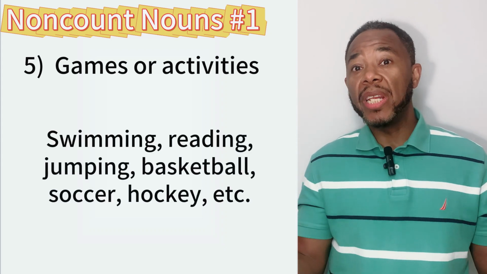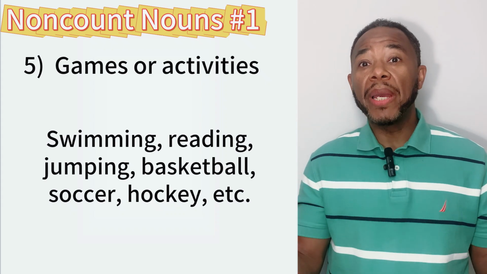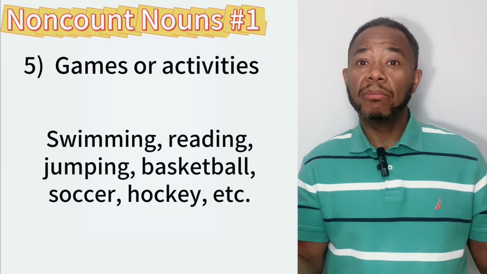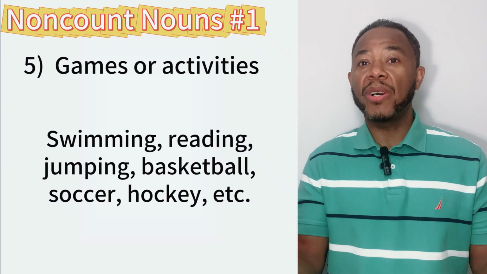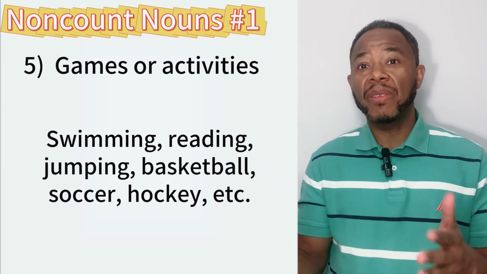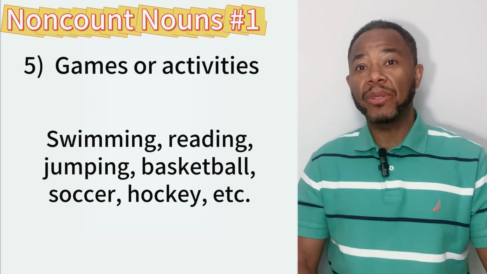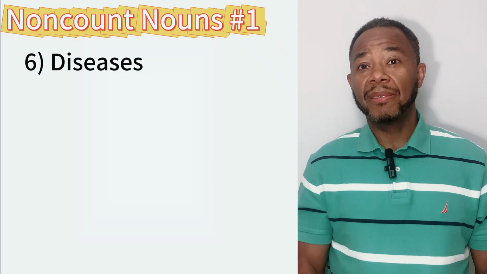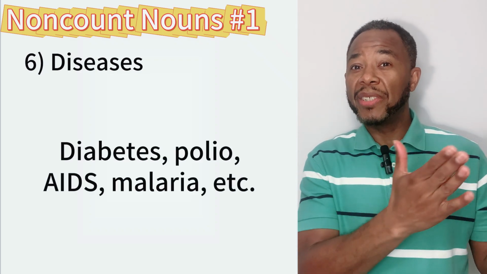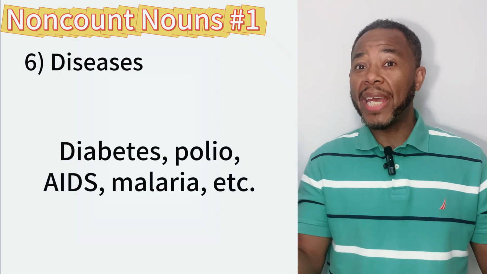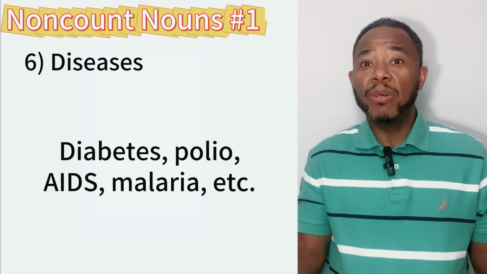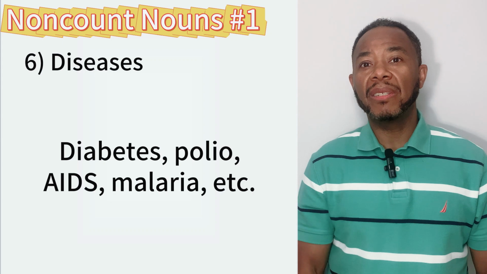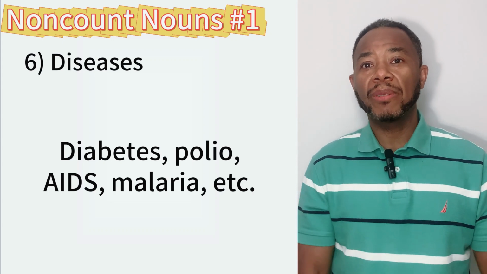Swimming, reading, jumping, basketball, soccer, hockey. So these are activities or games. They're all non-count nouns. The next category is diseases, such as diabetes. You see there is an S on diabetes, but it's still a non-count noun. Polio, AIDS, malaria, these type of diseases are also non-count nouns.